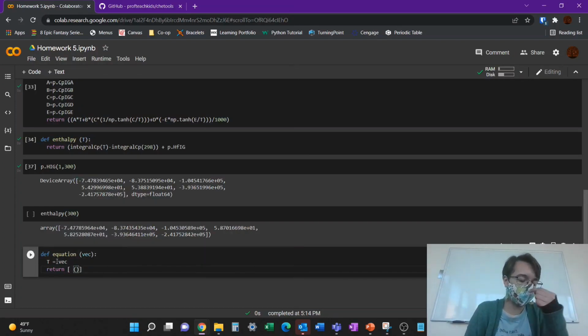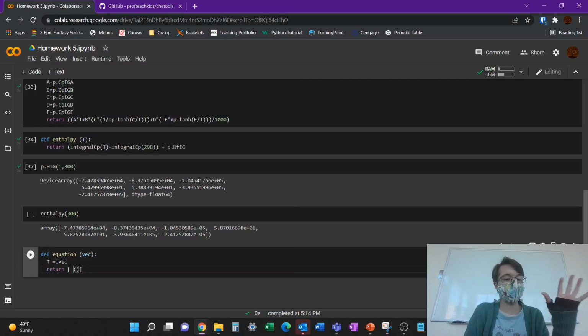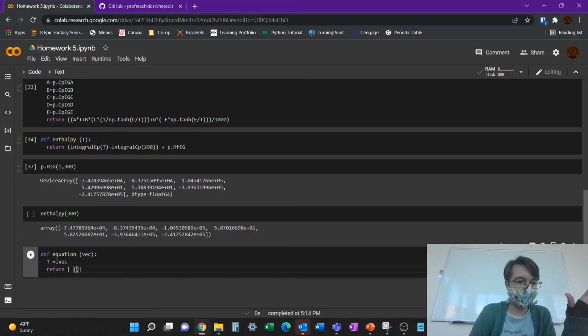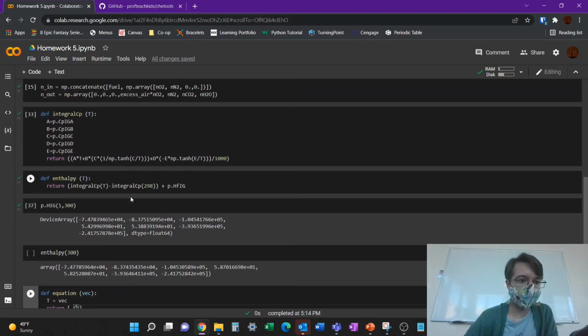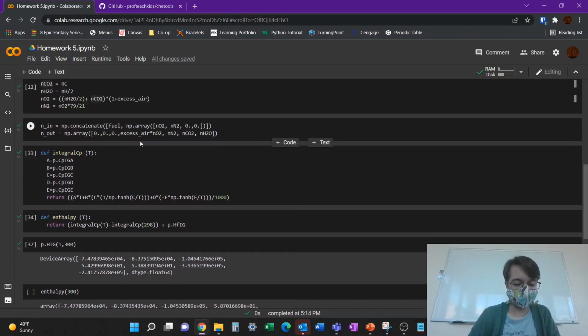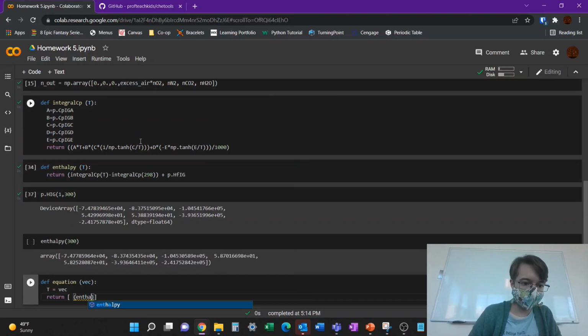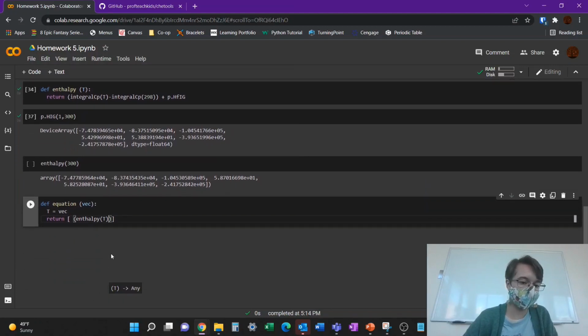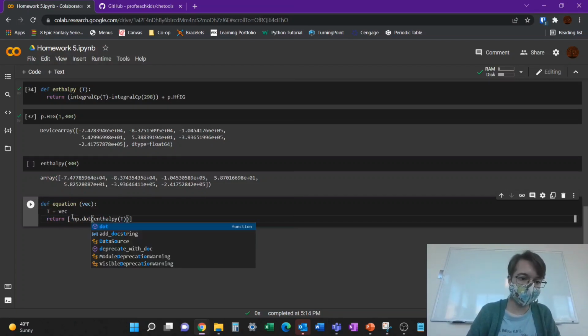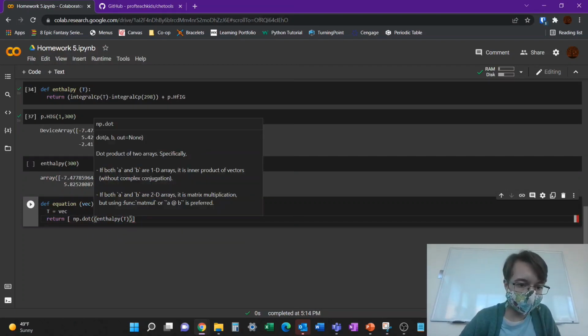And so the first thing, we're going to have final minus initial. So what's our final? Our final is going to be the enthalpy of temperature, and then we're going to want to multiply this by the amount of moles, but we can't just do a regular multiplication sign because this is an array. So we're going to actually do a dot product. So np dot dot of that.